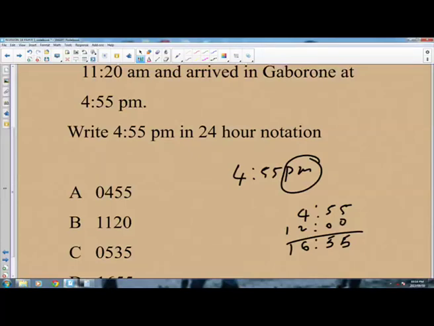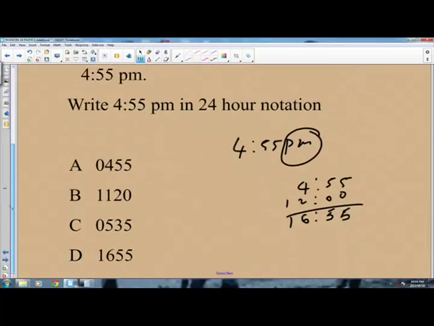We now check from the alternatives. Do we have 1655 in our alternatives? The first one is 0455. This is not the answer that we are looking for. 1120 is not the answer. 0535 is also not the answer. And then the answer as per our working is 1655. Then we will circle D, because this is the correct answer to this question.